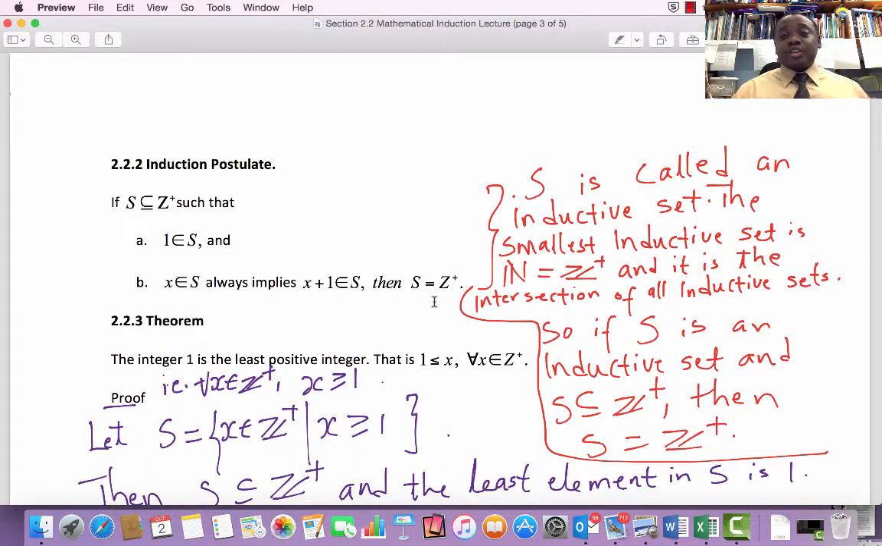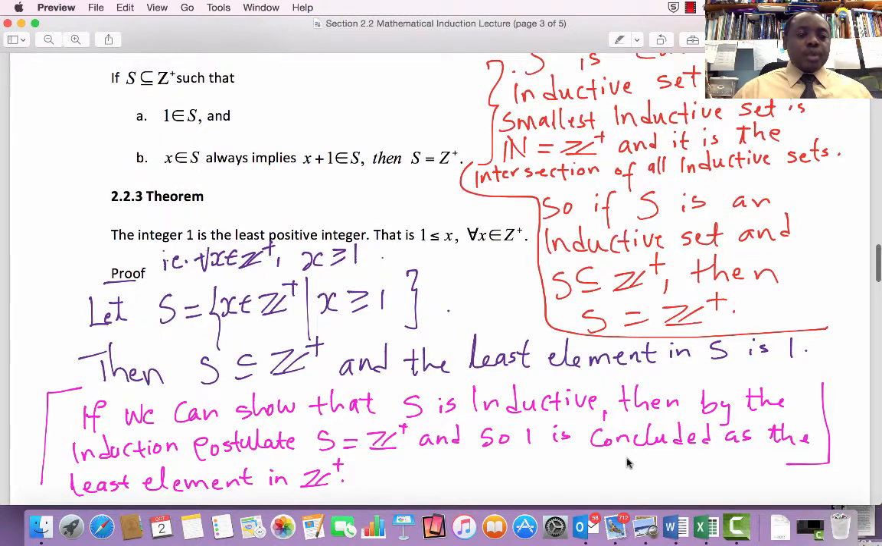As a matter of fact, Z plus, the set of positive integers, is the smallest inductive set. And not just the smallest inductive set, it is actually the intersection of all inductive sets. So, if I can find a subset of Z plus that is inductive, then that subset is nothing else but Z plus itself. So, if S is an inductive set and S is a subset of Z plus, then S has to be equal to Z plus. Keep this definition very carefully. We would come back to it.